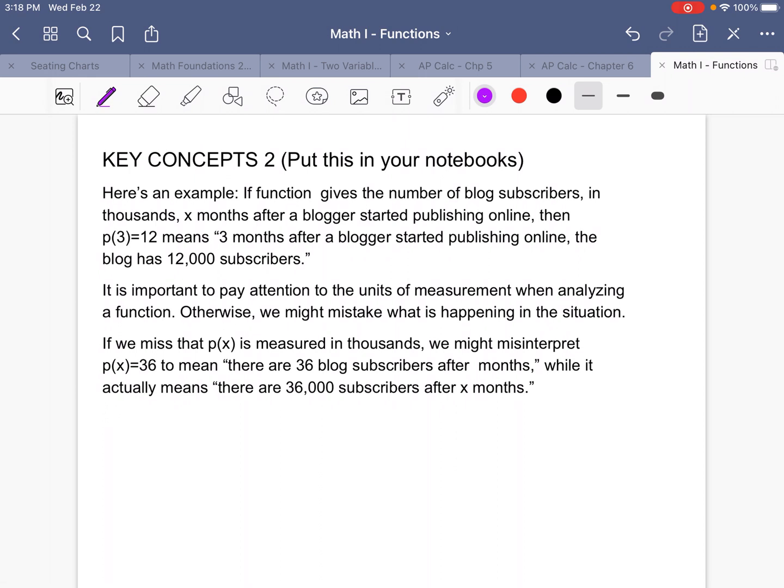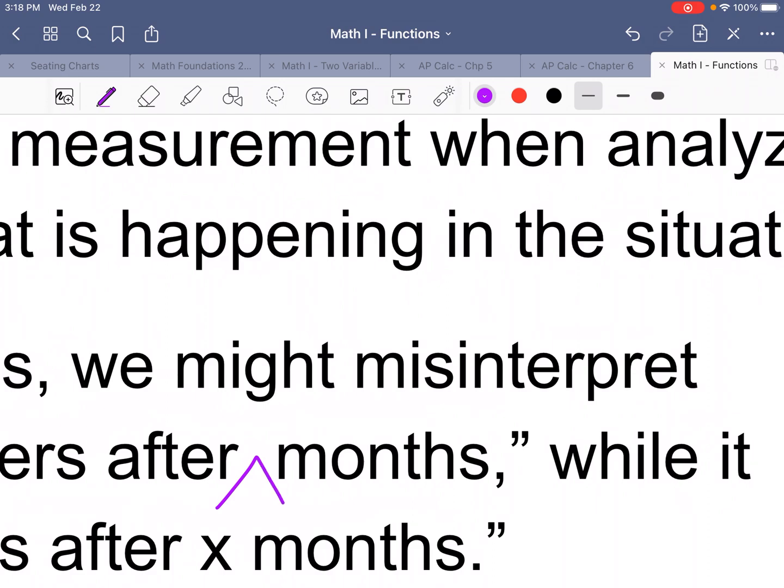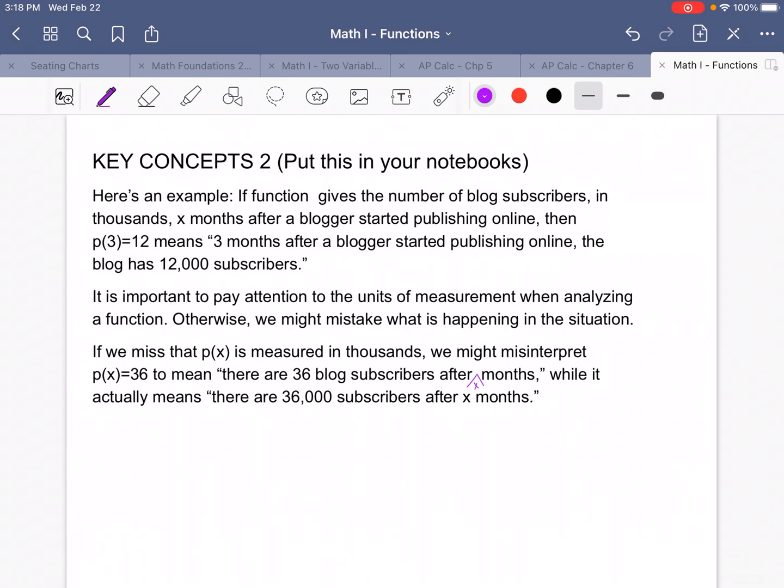You got to pay attention to the units of measurement when you're looking at a function. You might make a mistake if you don't. If we miss that P of X is measured in thousands, we might misinterpret P of X equals 36 to mean there are 36 blog subscribers after X months. Well, it actually means there are 36,000 subscribers after X months.